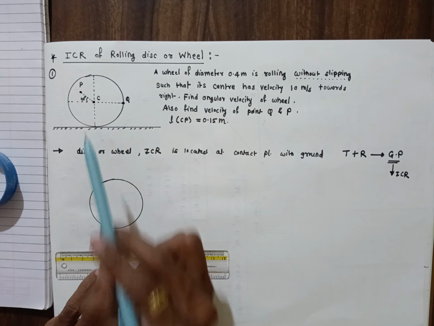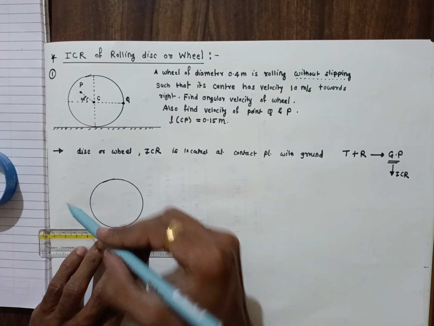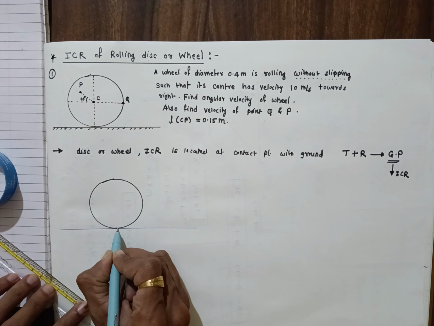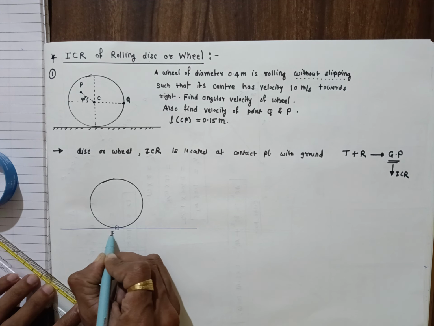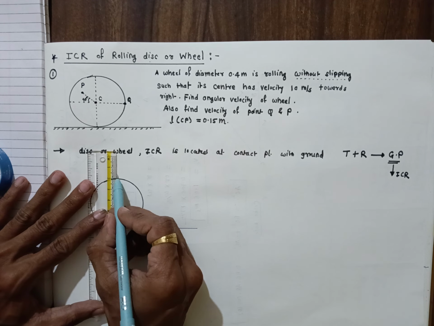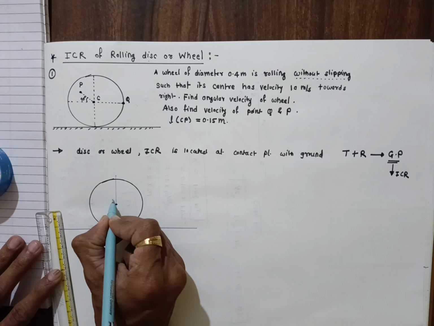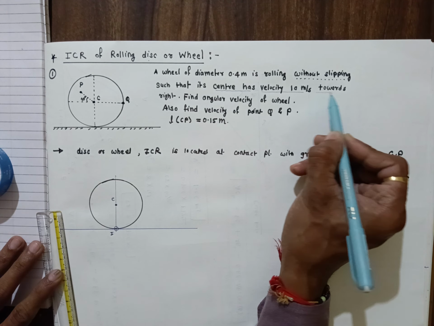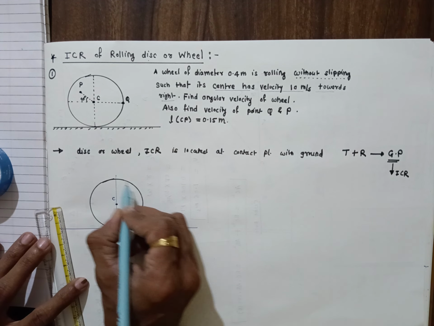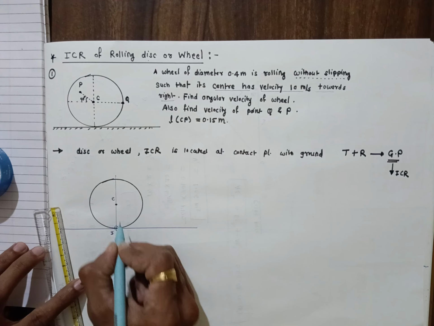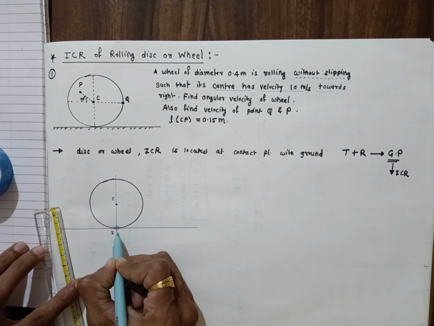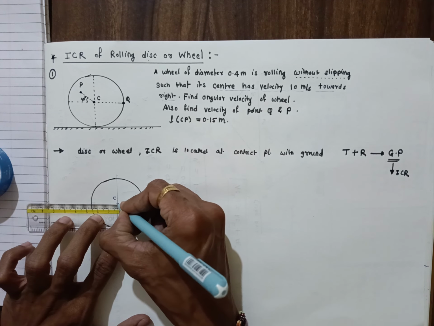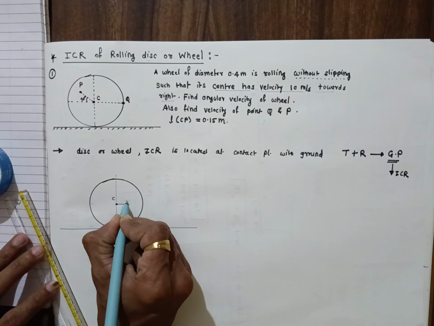Okay, now to locate the ICR for the disc, draw the given diagram, that is a circle. Then draw the surface on which the wheel is rolling. Now this contact point is the ICR. So name this point as I. Now this is the center point, so the point is C. Now what is given in the problem? This center has a velocity of 10 meter per second towards the right. So velocity of each point on this wheel is perpendicular to the line joining the ICR point. If I join the point C with the I, then velocity of C is perpendicular to this line CI. So this is the velocity Vc.